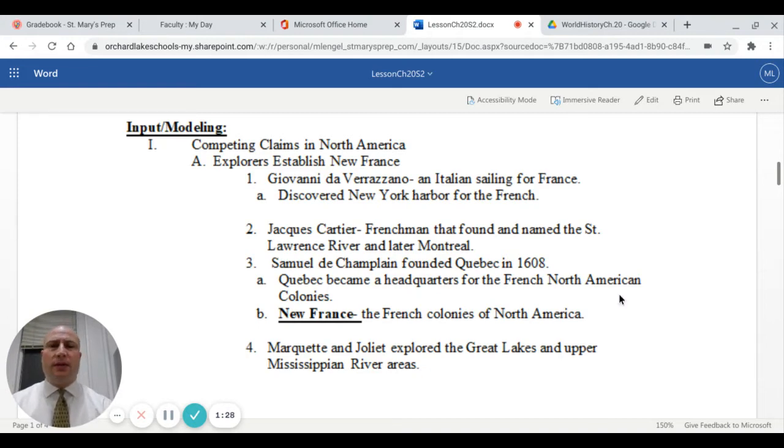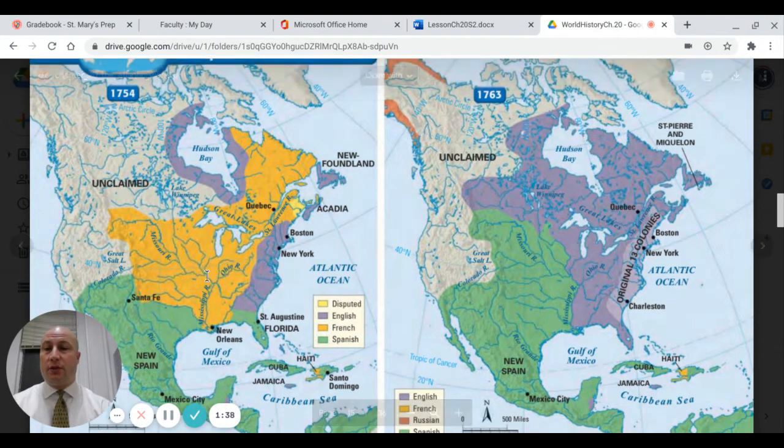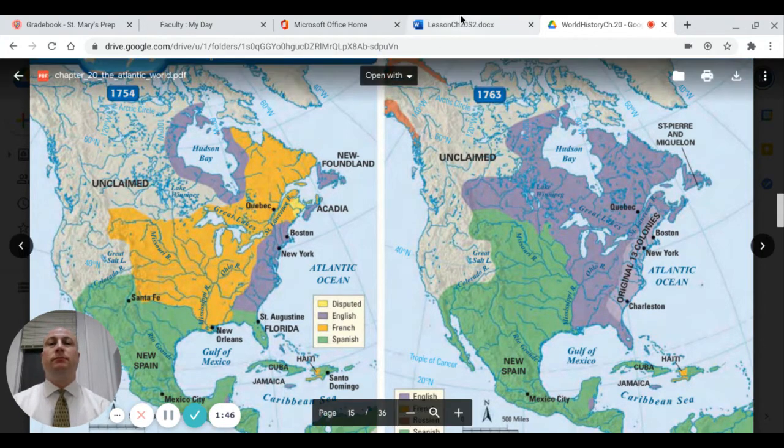Now, some other key explorers here would be Marquette and Joliet. They explored some of the Great Lakes region and the upper Mississippi River Valley areas. So that would be kind of up in this region here. Okay, so Ohio Valley, what the modern day Midwest would be, and of course, all throughout here in the Great Lakes region.